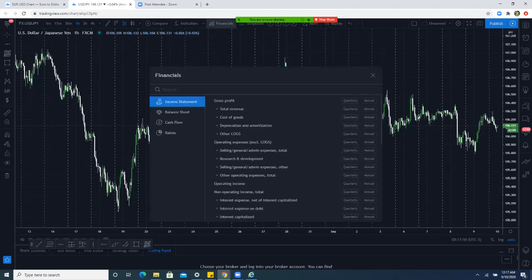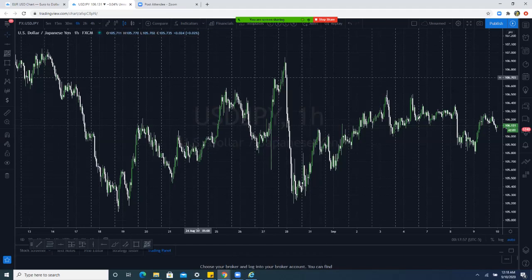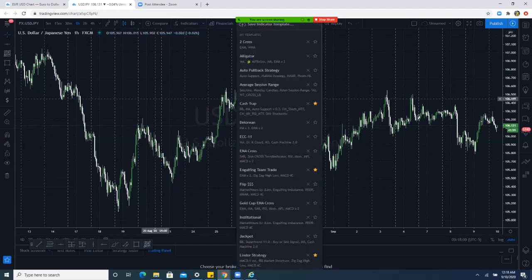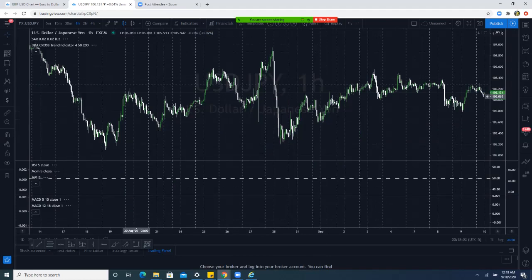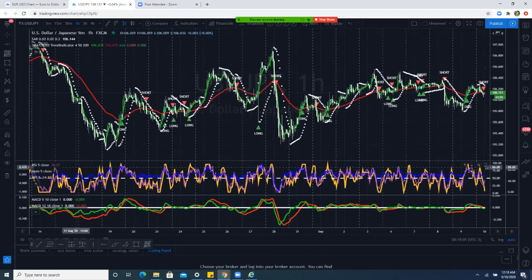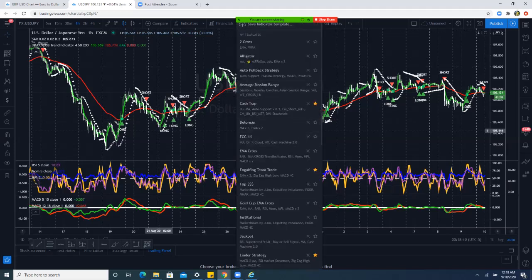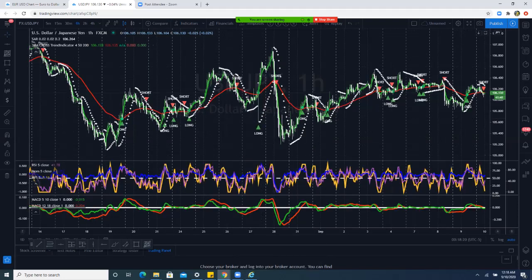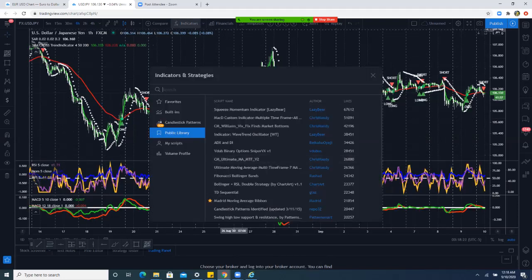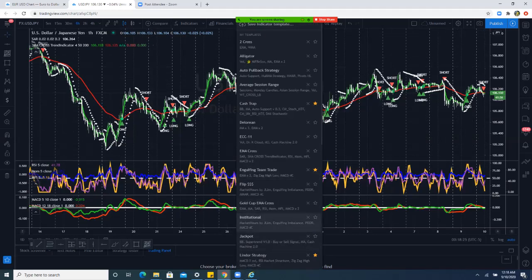Financials is basically going to show you maybe company financials. This is going to be more towards stocks. And then templates is, say you have a certain set of indicators that you like to trade. So say if I'm using this one here, I can click on templates and use this indicator set for a strategy that I may be doing. Or I can use a different one.